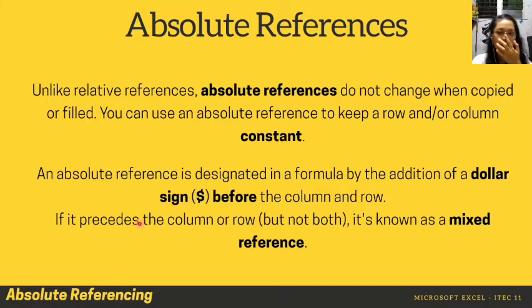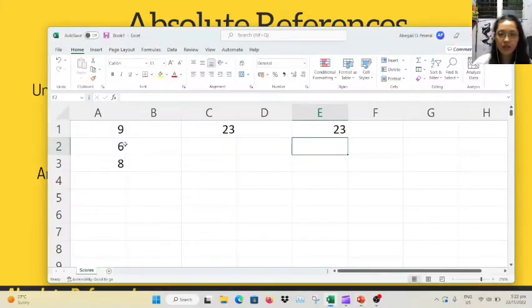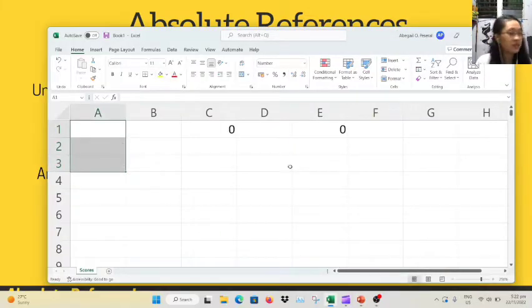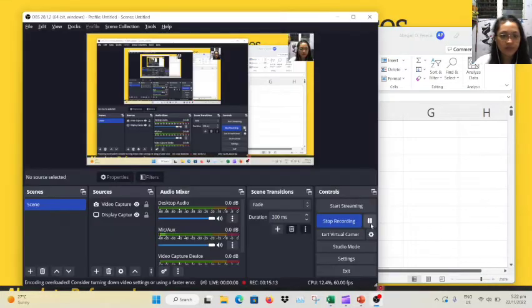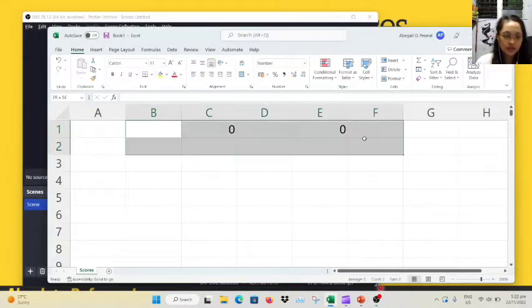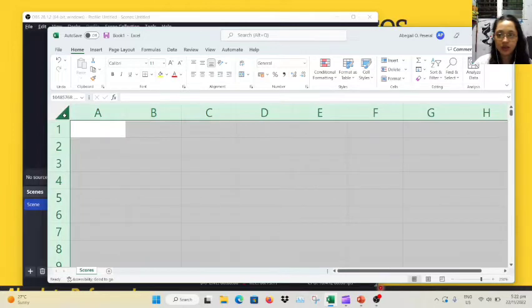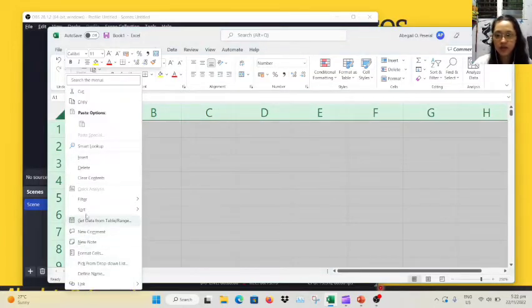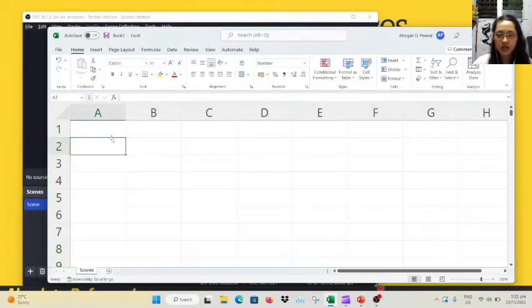So absolute references. Unlike relative references, it do not change when copied or filled. So you can use an absolute reference to keep a row and column constant. So let's say, for example, I have, so let's delete this one. So we are going to delete this one, delete again the whole, to make sure that the format of the cell is in the default.